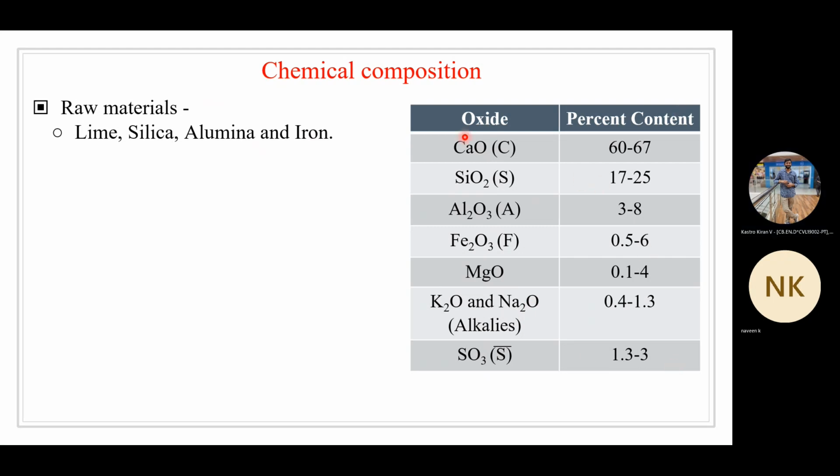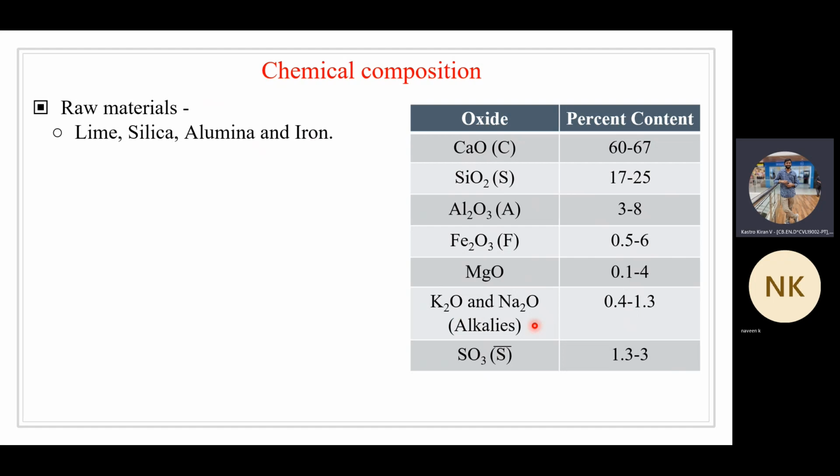So in an ordinary Portland cement, CaO will be in the range of 60 to 70 percentage. SiO2 will be in the range of 17 to 25 percentage. Al2O3 will be in the range of 3 to 8 percentage. Fe2O3 will be in the range of 0.5 to 6 percentage. MgO will be in the range of 0.1 to 4 percentage.